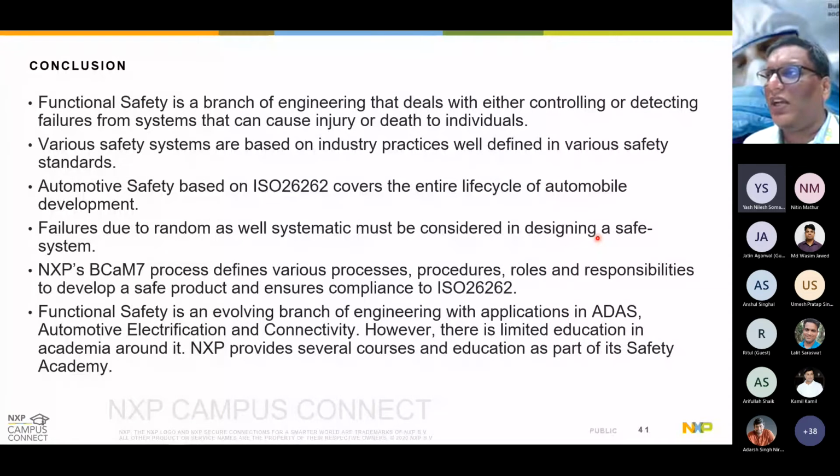Be it medical, so you have these watches now, where even there you are looking at safety aspects, whether it is providing the right health information to the doctors or not. So those kinds of things are there, and NXP provides several courses and education as part of Safety Academy. So please go out and check them out.